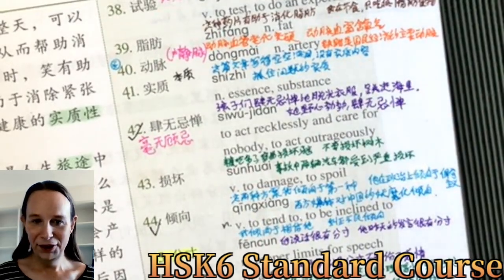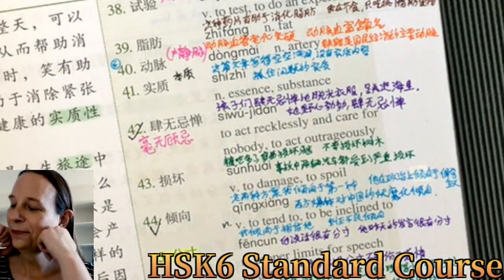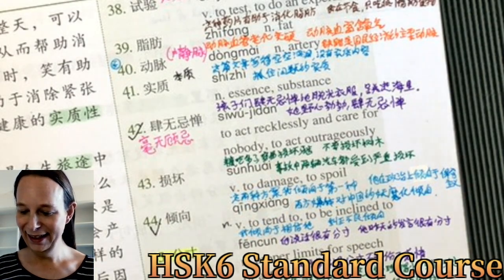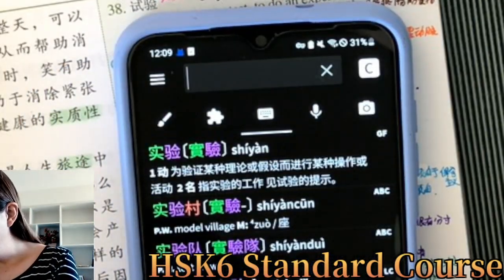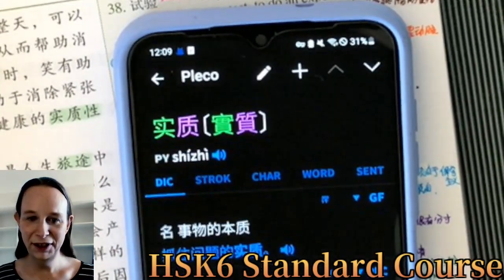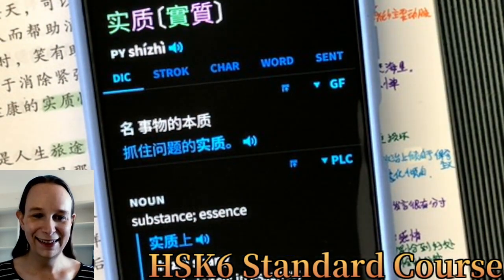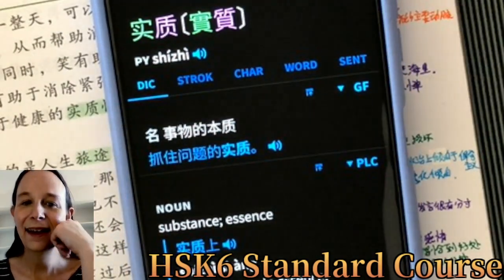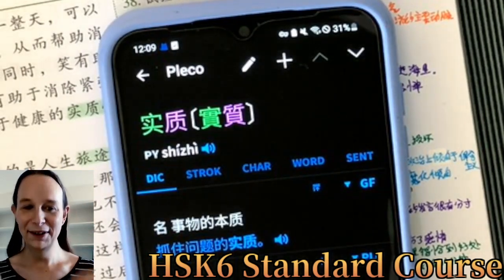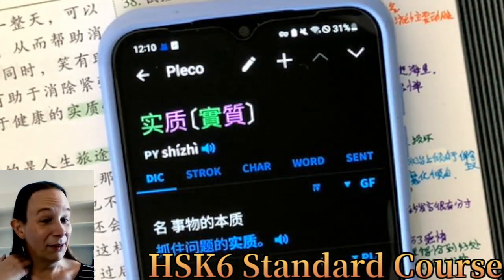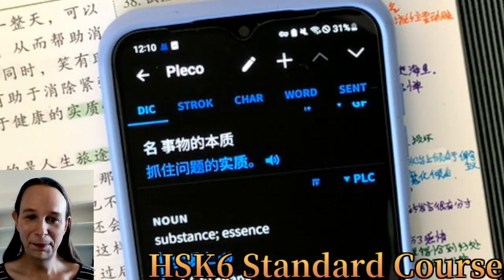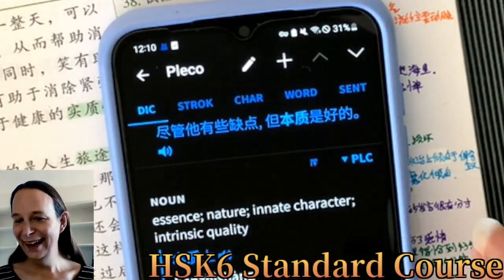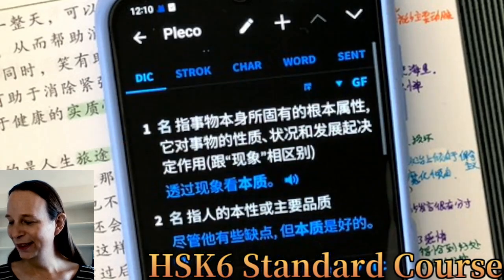All right. Shiji. Essence, substance. You can see these sorts of things are very abstract. Essence in what sense? The word essence in English is used in many contexts. I'm just noticing, why is it so shaky? Sorry, I'm just adjusting. I bought something to put the camera on. Hopefully that works. It hasn't arrived yet, though. All right. So what is benji? Essence, nature, innate character.